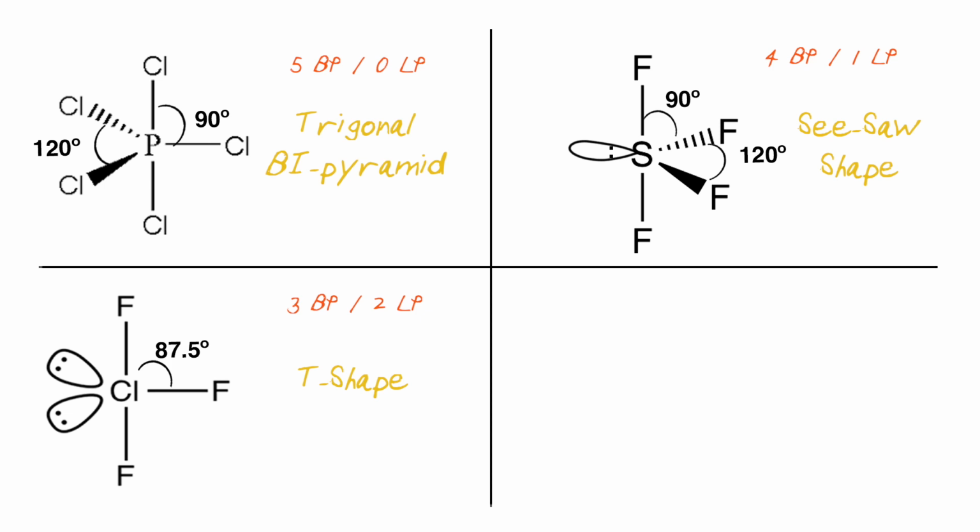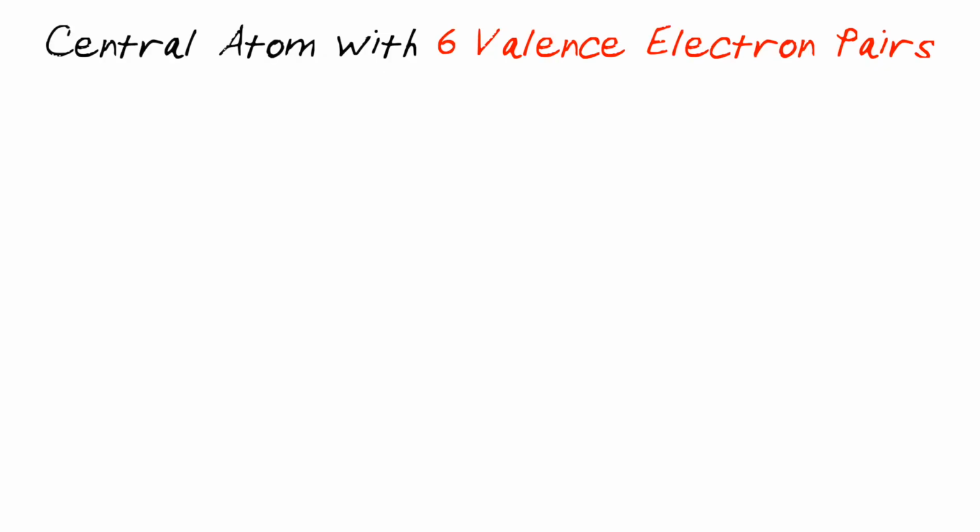Although we could have 3 lone pairs and 2 bonding pairs, it basically never occurs in nature, and most importantly, it's not on the AQA spec. It would just be a linear shape like this though. Next, we're on to central atoms with 6 electron pairs, the final type you can have.